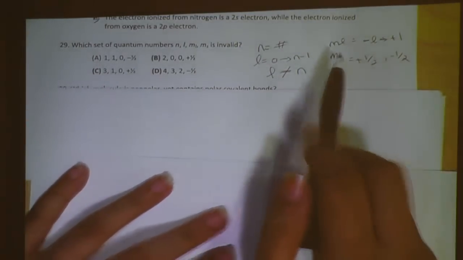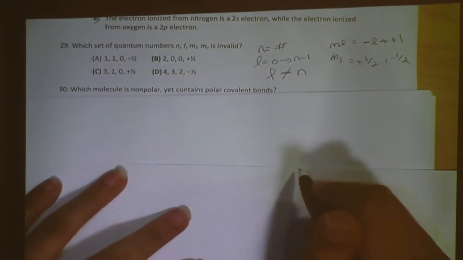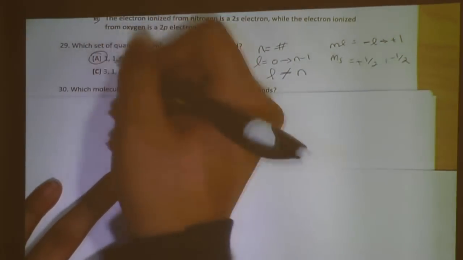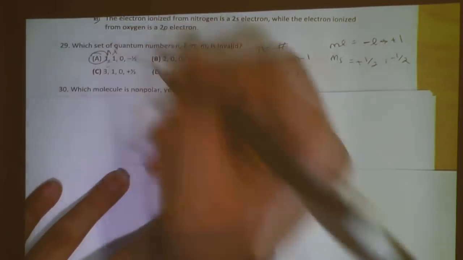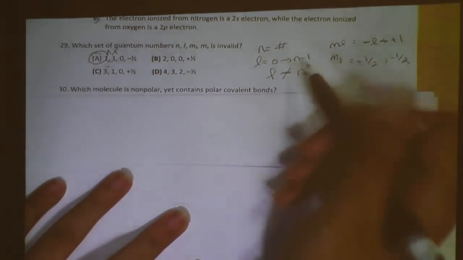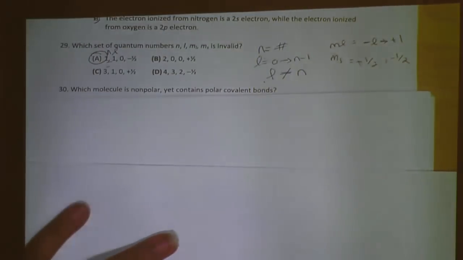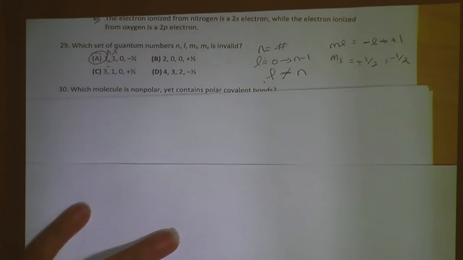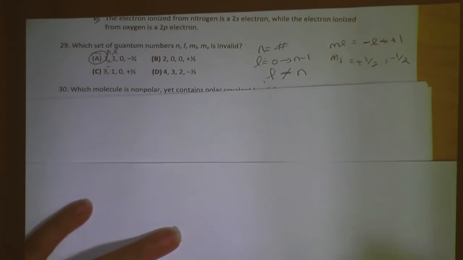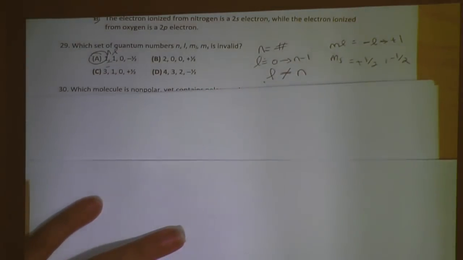So if you look, the only one that has something invalid is going to have to be A, because in A, N and L are the same number, 1. And that can't happen. We said N and L can never be the same number. L can only go from 0 up to N minus 1. So if N is 5, L can be 0, 1, 2, 3, or 4, but can't be 5. Okay?